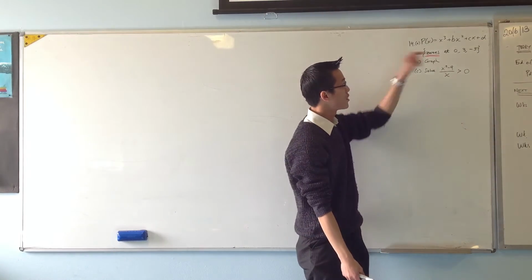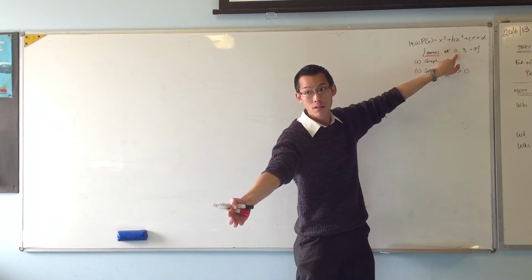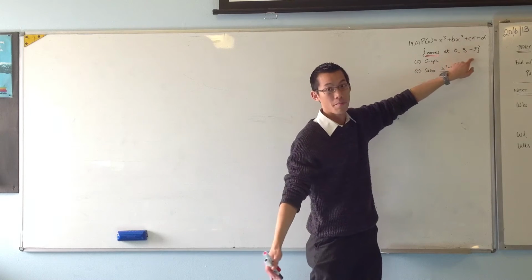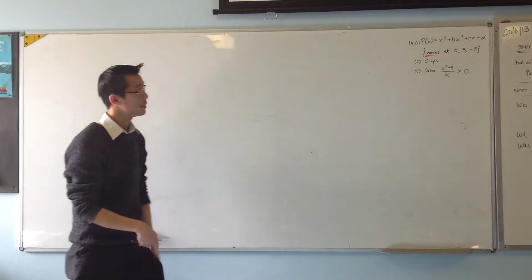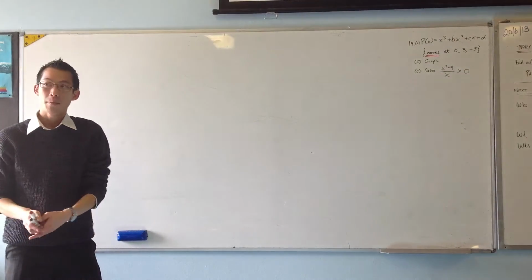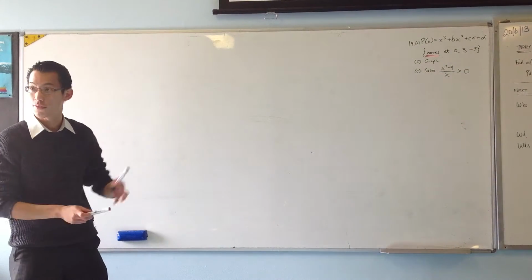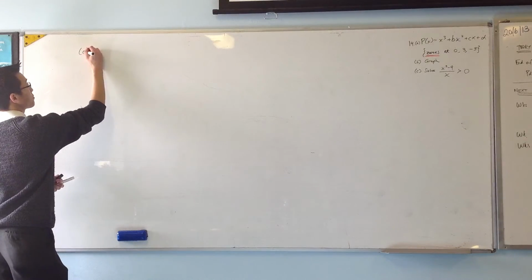So when you sub in p of 0, you'll get 0. Sub in p of 3, you'll get 0. Sub in p of minus 3, you'll get 0. And then you can solve simultaneously. You get 3 equations. There's the first way you can go about it. But there's kind of a quicker way because of this specific kind of question.